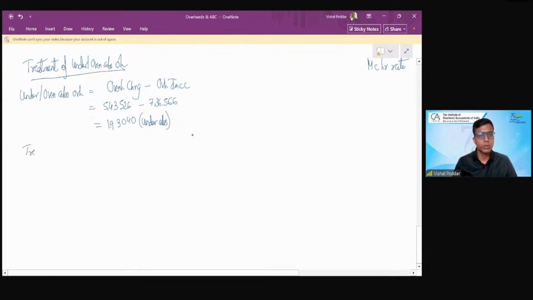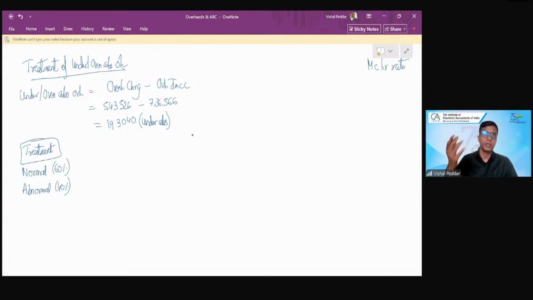Now, once you find out this, you have to give the treatment. Let me first give you the other type of questions also, because here only one type of adjustment is covered. What is the other type? So many times in a question, you are given a percentage as to how much is normal and how much is abnormal. So let us say the question says that out of whatever is the difference, 60% is because of normal factors like general increase in prices and 40% is because of abnormal reasons like bad production planning or something uncontrollable like floods or pandemic, etc.